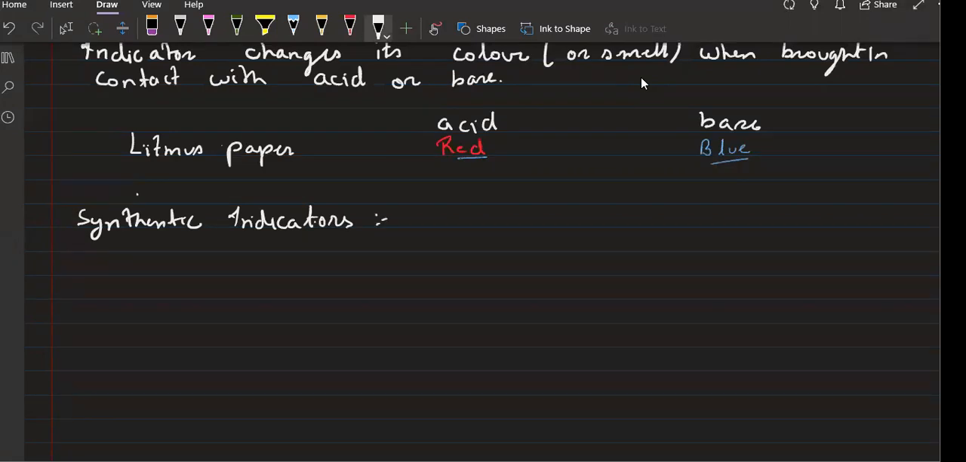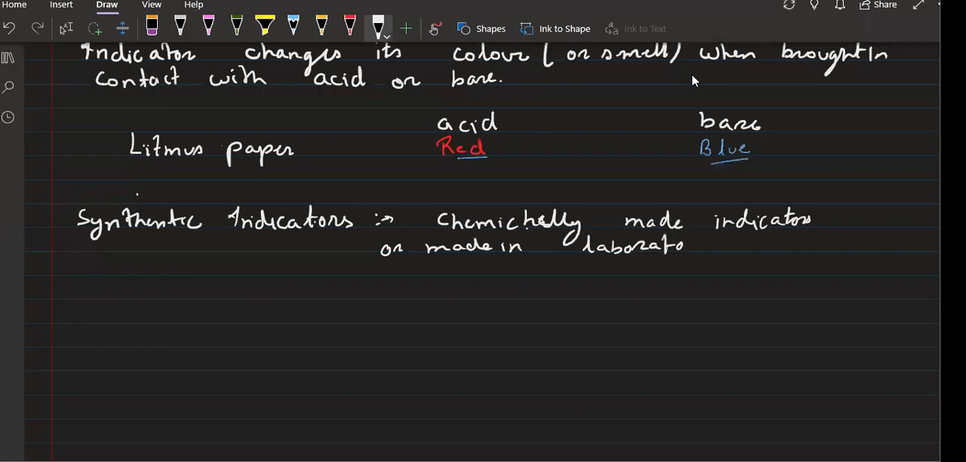Right? So, which is not natural, right? Synthetic indicators are your man-made indicators, right? Man-made indicators, or chemically made indicators. I don't know why I'm making lots of spelling mistakes today. Chemically made indicators are indicators made in laboratory.